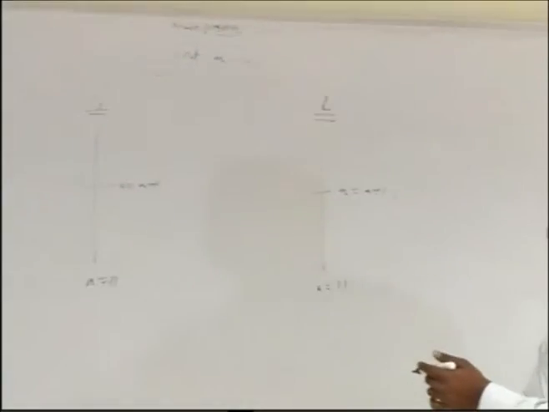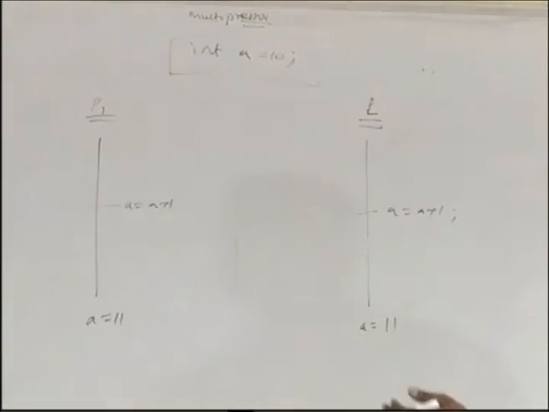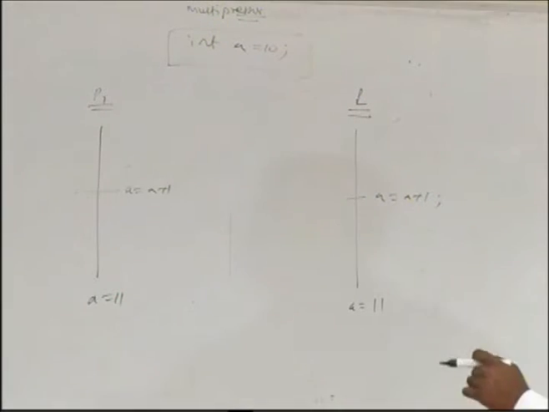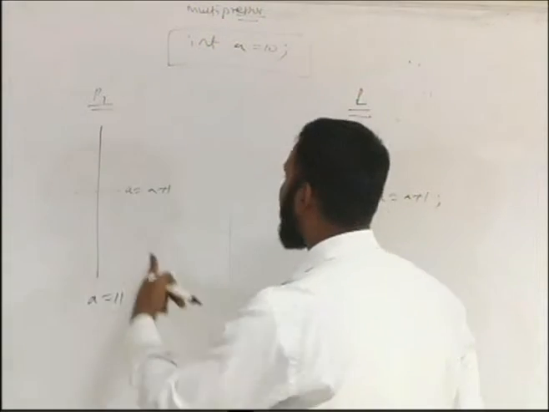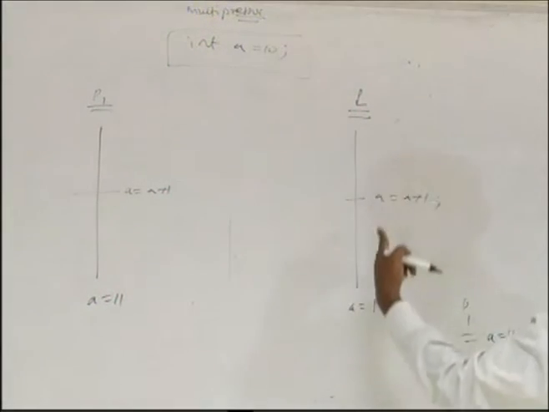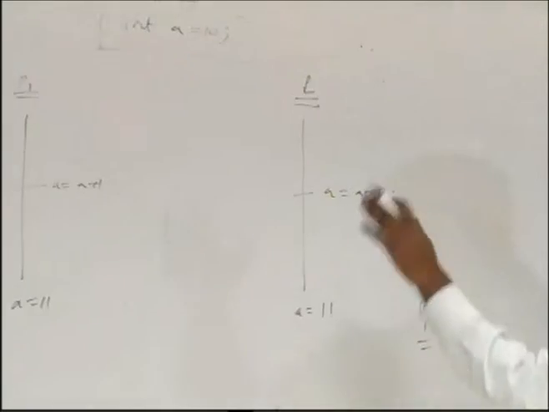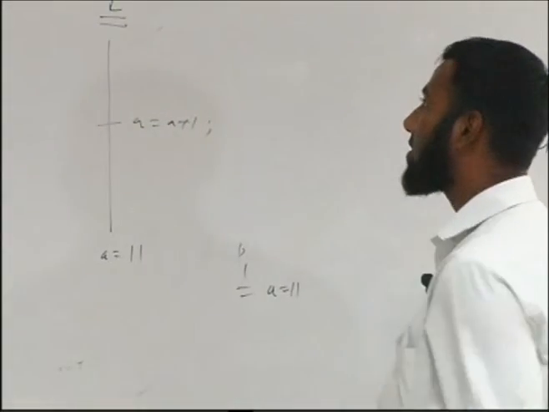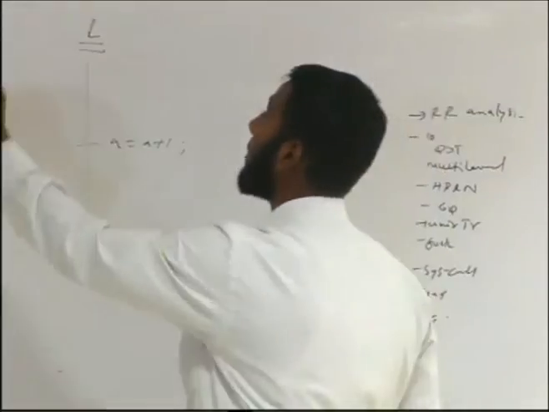But now you see, if I change the order of execution, instead of simultaneous execution of these two processes on two different processors, I allow one process to execute first. Assume I have given the chance to process P1, then P1 will change the value of A to 11. Then after P1 has completed its execution, when process P2 is given the chance, process P2 will see the value 11.